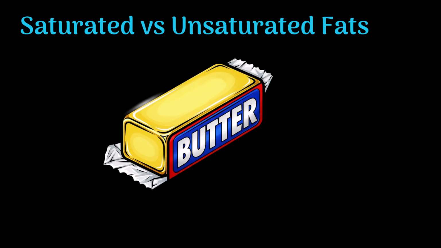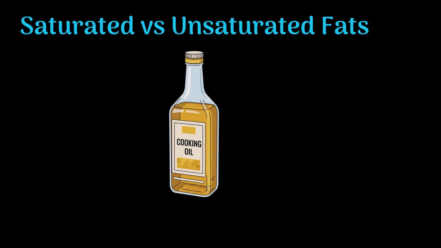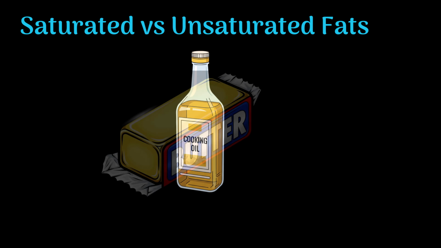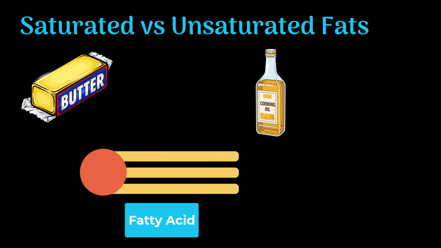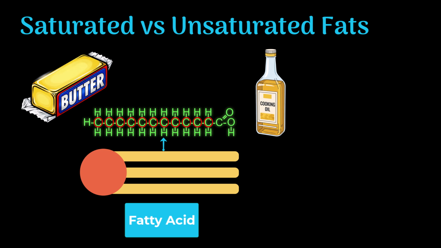Saturated versus unsaturated fats. Saturated fats are solid at room temperature, for example, butter, while unsaturated fats are liquid at room temperature. For example, cooking oil. All fats are made up of fatty acids. These are tiny units of fats that contain carbon atoms linked together.